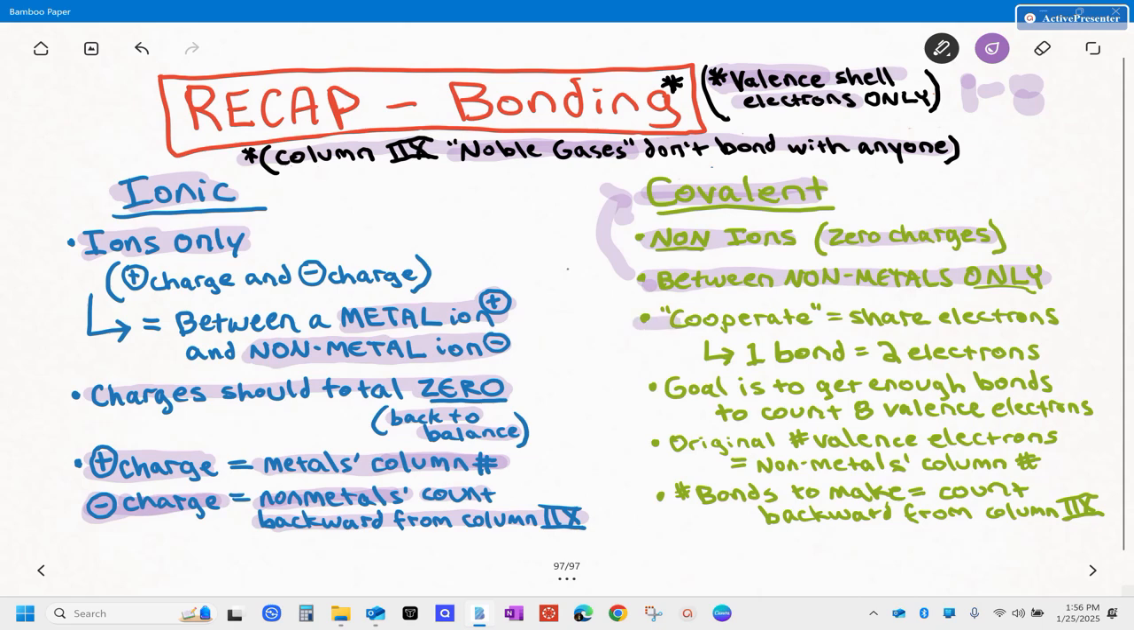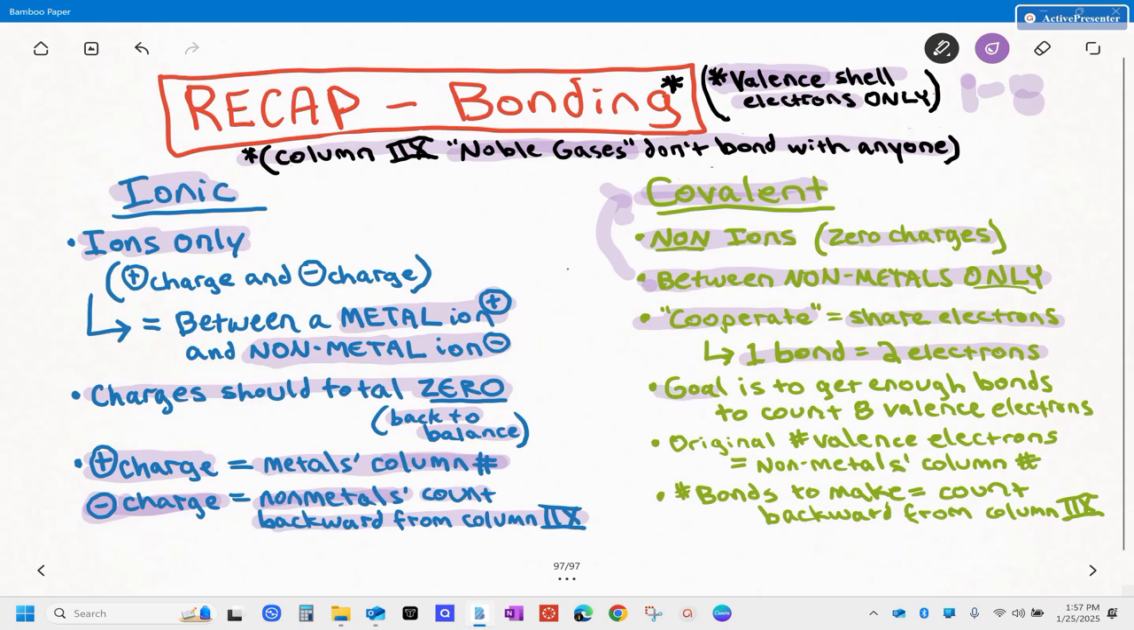And I always think covalent, cooperate. So they share the electrons by bonding. And one bond equals 2 electrons because each one puts in 1 electron for the bond. So if you have 2 elements bonded together, each element puts in one valence electron for that bond. And so if you see 2 elements bonded together, that bond is going to equal 2 electrons, one from each element.